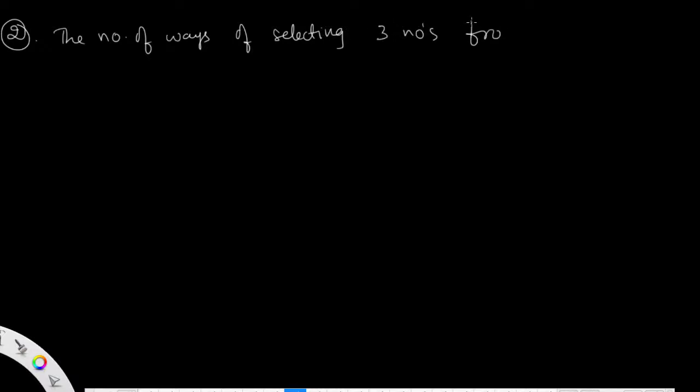Question number 2. The number of ways of selecting three numbers from the first 2n plus 1 natural numbers which are in AP.